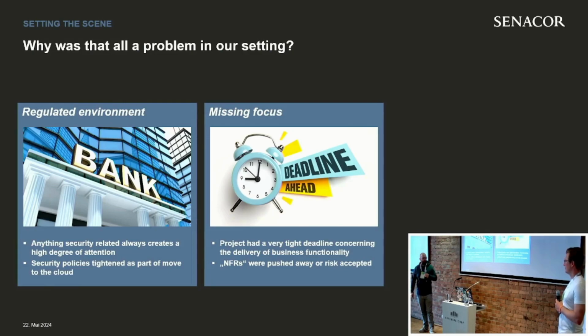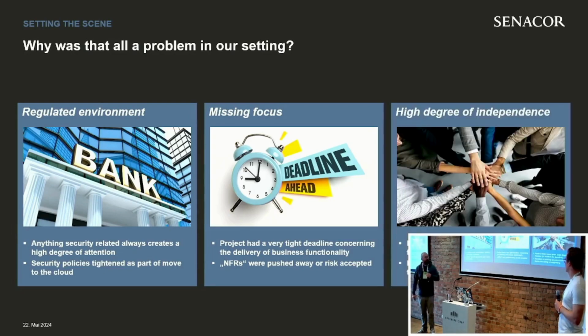So all the feature teams, everyone, was mainly focused on delivering business functionality. And NFRs such as security were, of course, pushed away or risk accepted, which I do believe is most of the time a problem. It's never a good idea, but if you need to ship functionality, sometimes it's the only way to go. And of course, due to that tight timeline, our teams had a very high degree of independence. We tried to build the platform out for those teams.